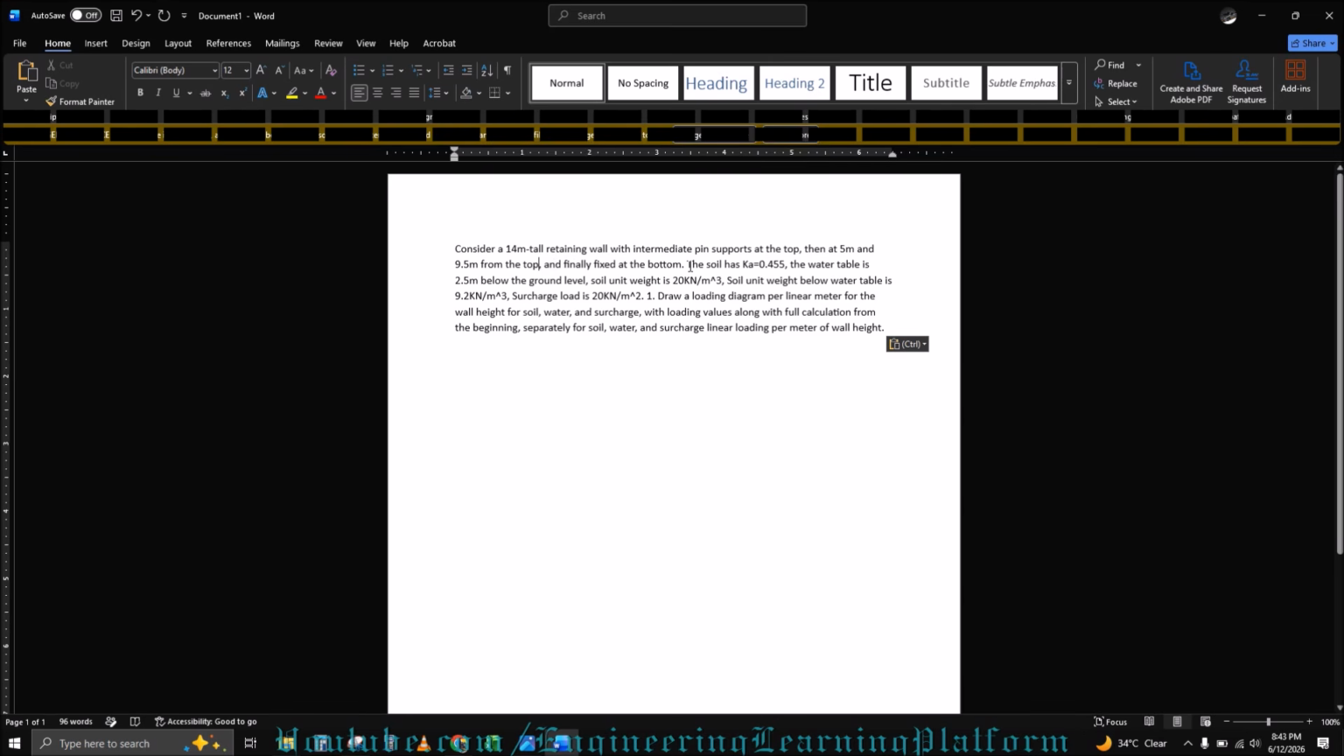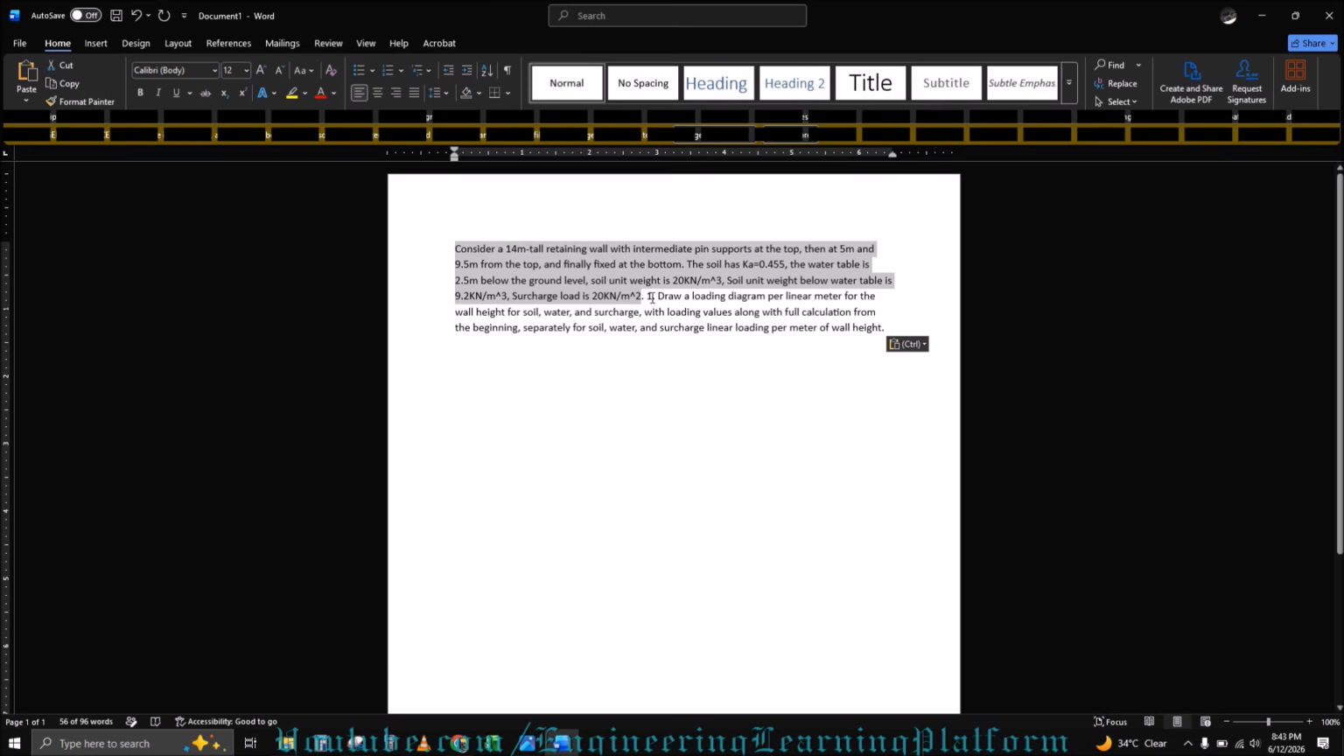The soil has K active, which would be as per your situation. You can edit this number, and the water table is 2.5 meter below the ground level. Again, you can edit this number. Soil unit weight is given as per the soil report. Soil unit weight below water table is this one. Surcharge load is this one, in the respective units. Now this was your problem statement and the parameters combined.